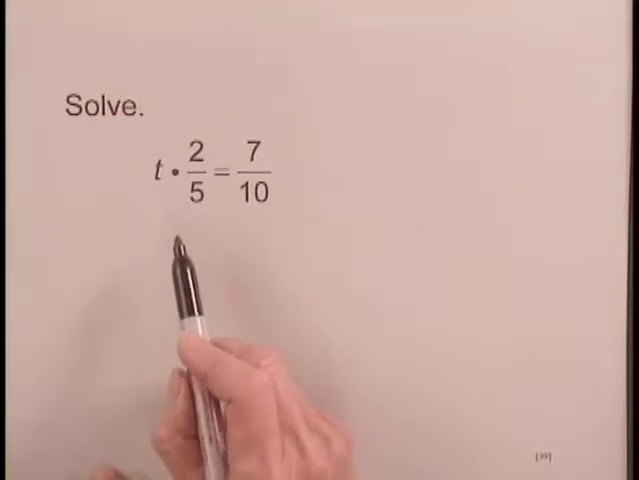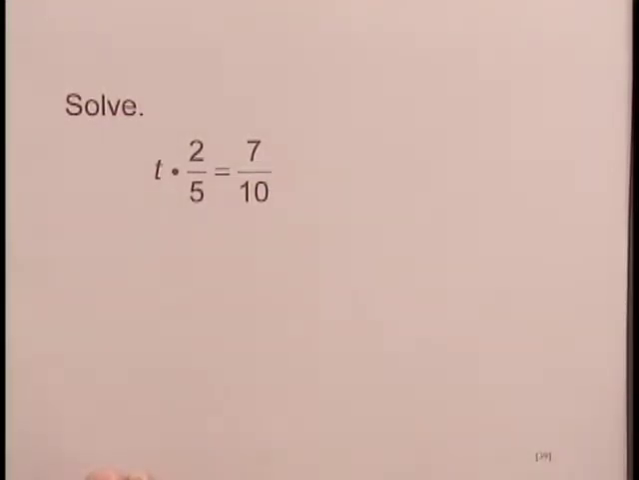We're going to solve an equation that involves fraction notation. The equation is t times 2 over 5 is equal to 7 over 10. Now, the goal is to get t alone on the left-hand side of the equation.